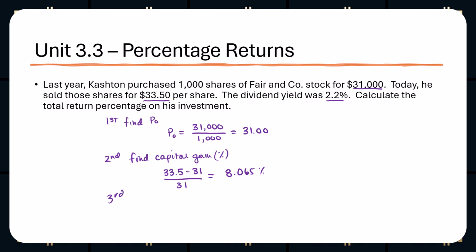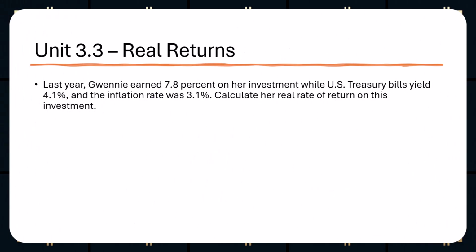Lastly, we will find the total return by taking the capital gain percentage that we just found and adding the dividend yield that was given to us in the problem. So we take the 8.065% and we add the 2.2% to it. We find his total return on this investment was 10.26%.